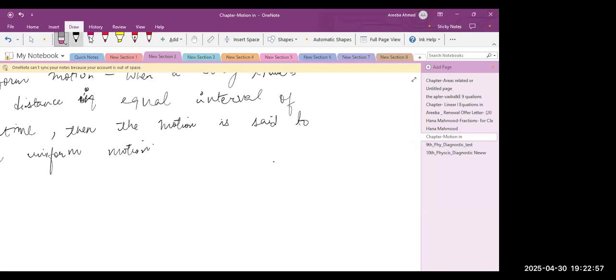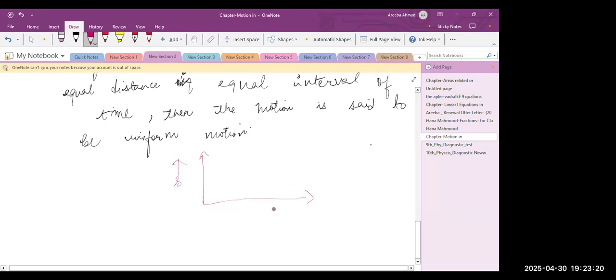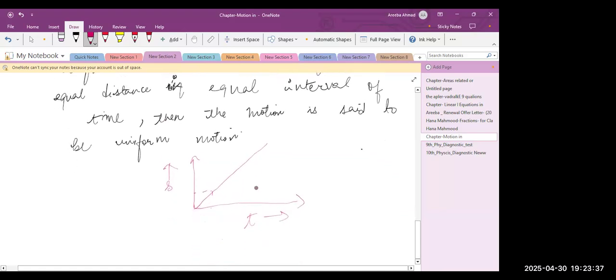Now we'll be asked to make a graph of uniform motion. We can be asked this in an MCQ or maybe in 1-markers, so it is important to identify the axes. On the y-axis, I'm keeping distance, denoted by S. And on the x-axis, I'm going to keep time. Now a straight line, uniform. This is the graph for uniform motion. Understood?